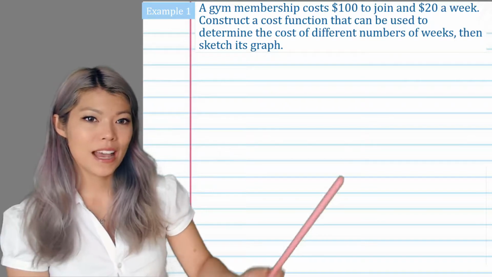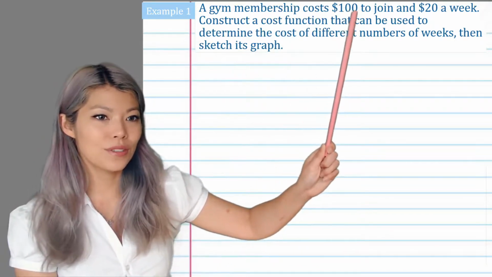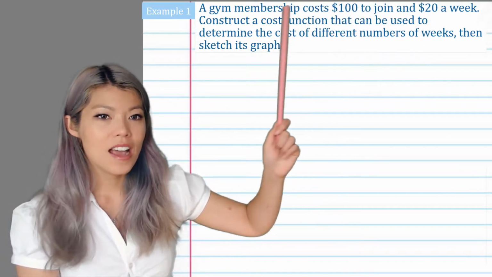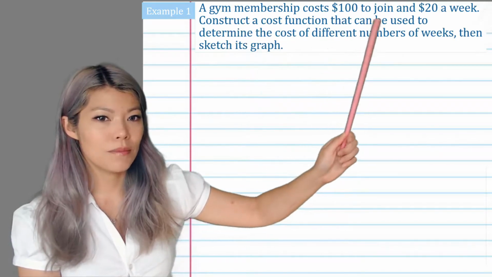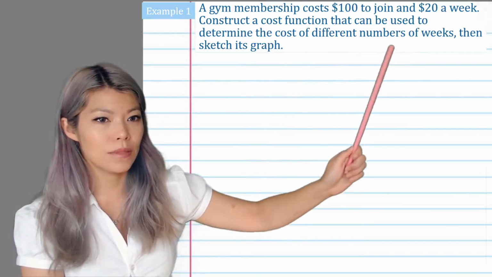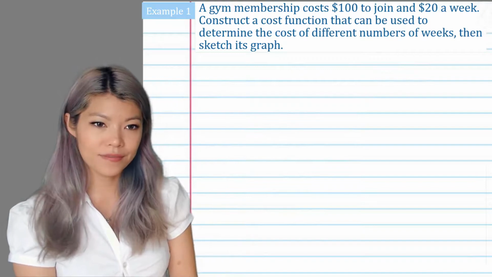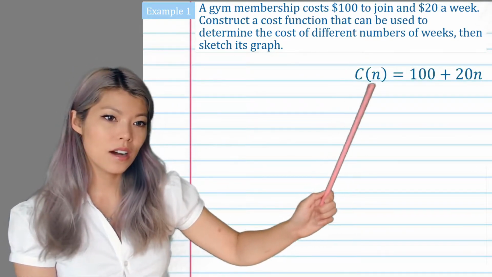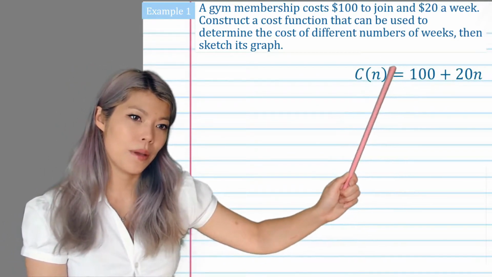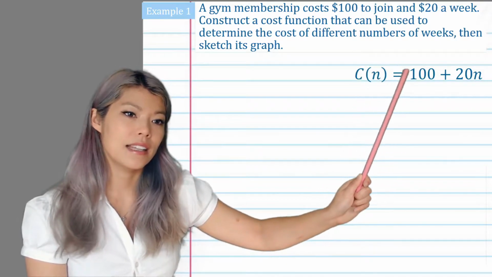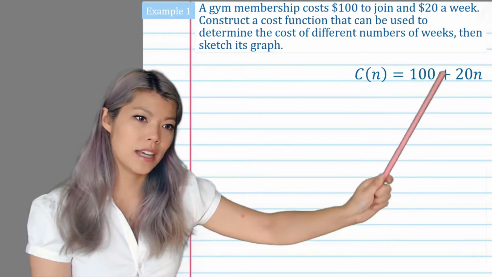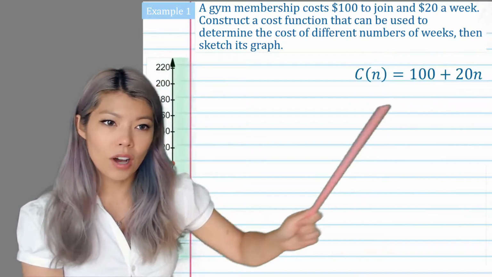So here we have an example. A gym membership costs $100 to join and $20 a week. Construct a cost function that can be used to determine the cost of different numbers of weeks, then sketch its graph. So we can see that the cost function is dependent on the number of weeks n, and it's $100 plus 20 times the number of weeks. So that is our cost function.